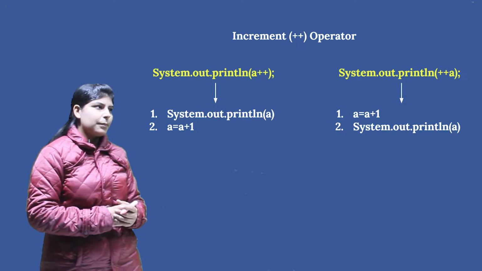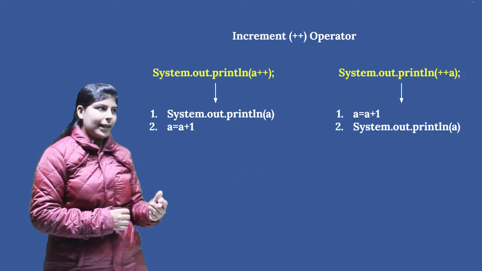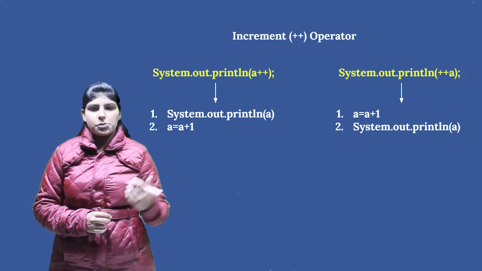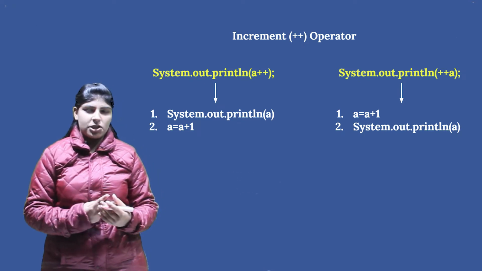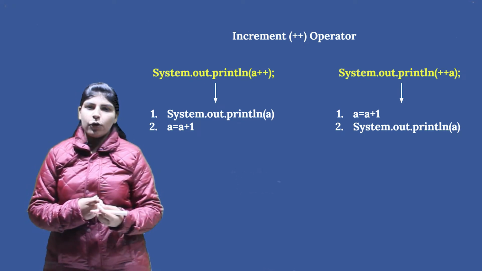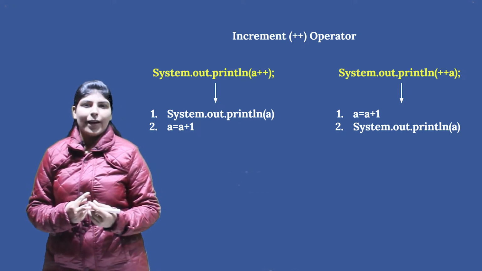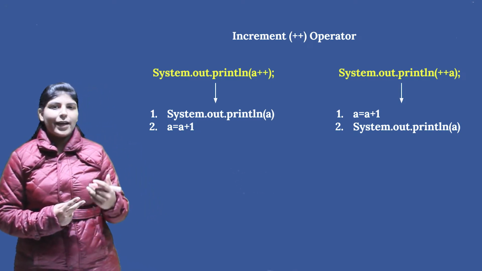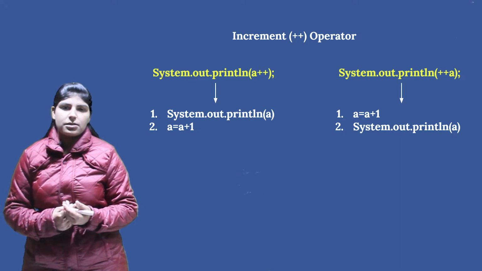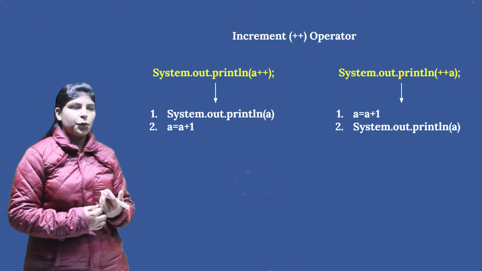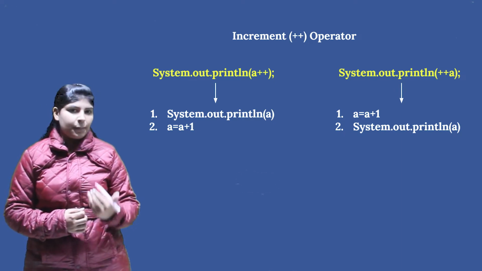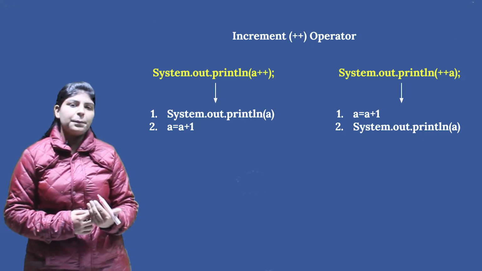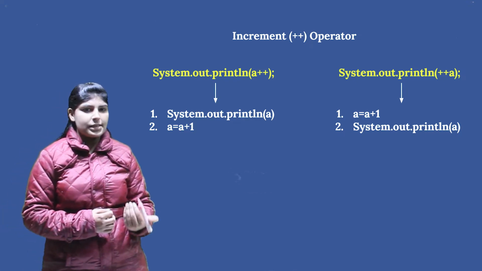In the next statement, I have system.out.println plus plus a. So again, I have to do two particular operations in this line. I want to increment the value of a and I want to print the value of a on screen. But here I am using prefix operator. So I'll increment the value of a first. This can be broken down into two steps. First, I'll increment the value of a and then I'll print the new value of a on the screen.